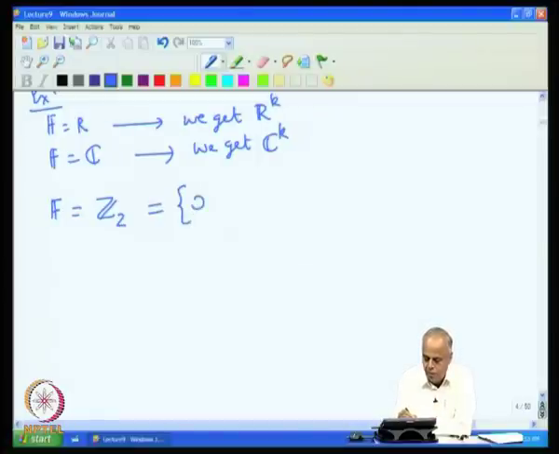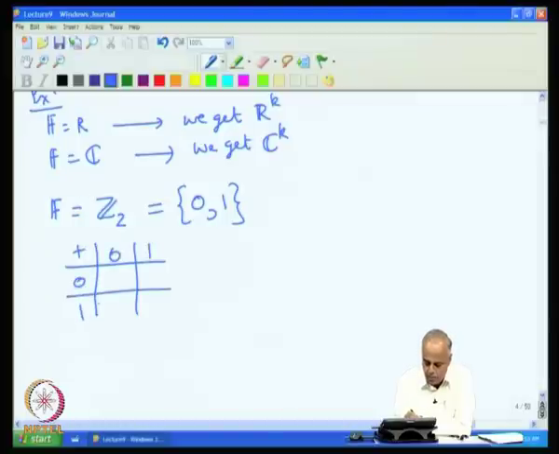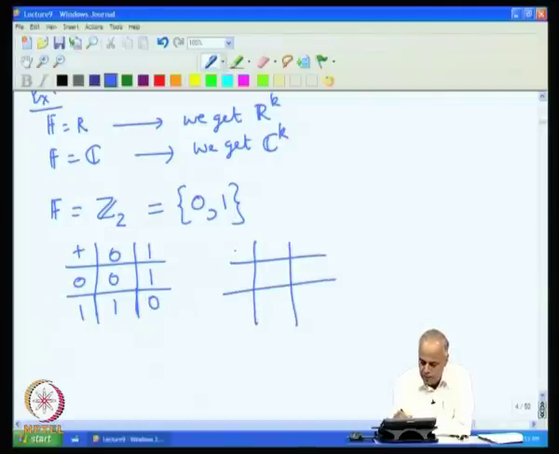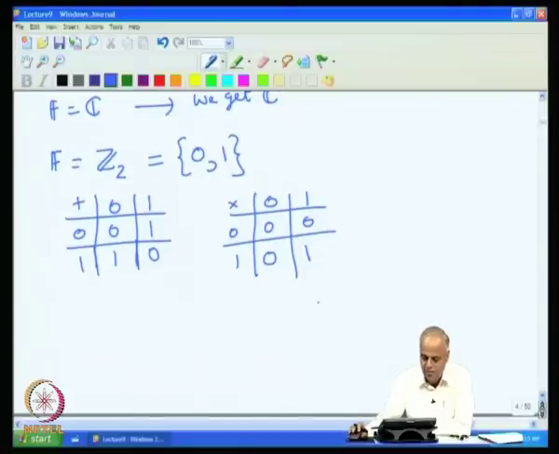It consists of two elements, 0 and 1, where the addition is defined by the following table: 0 plus 0 is 0, 0 plus 1 is 1, 1 plus 0 is 1, and 1 plus 1 is 0. Multiplication in this field is defined as 0 into 0 is 0, 0 into 1 is 0, 1 into 0 is 0, 1 into 1 is 1.